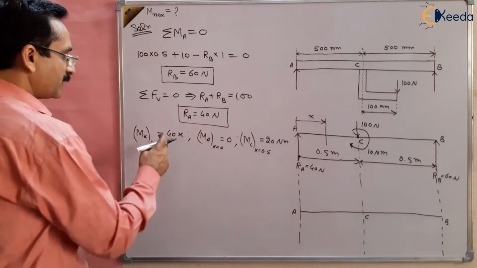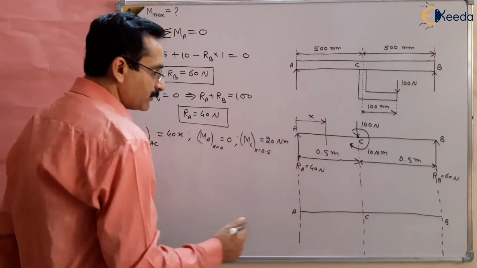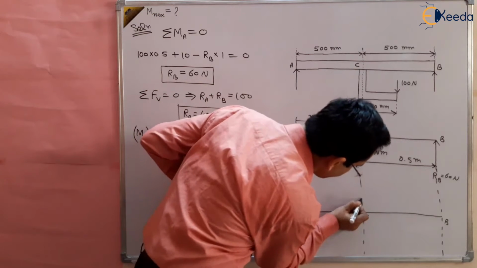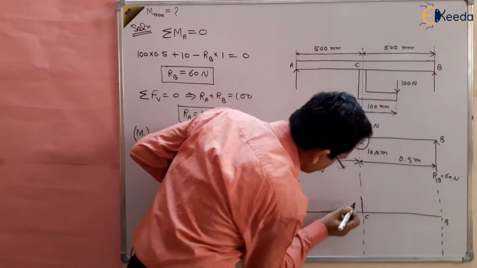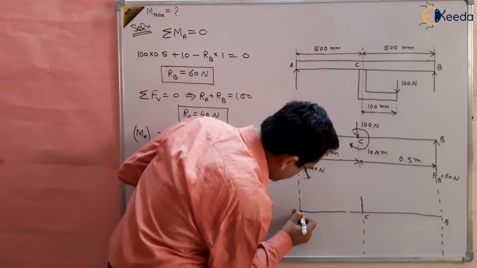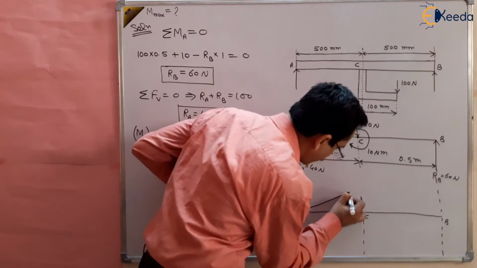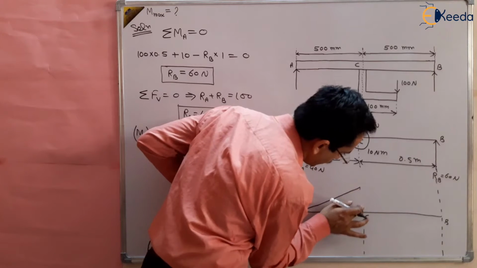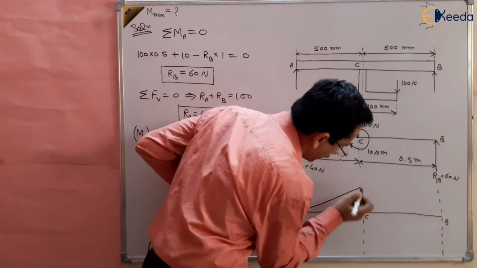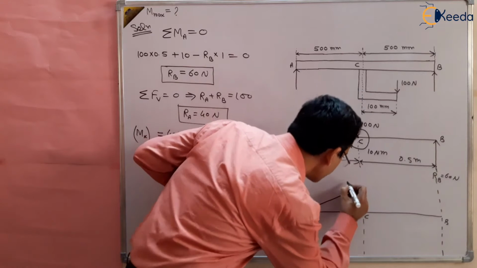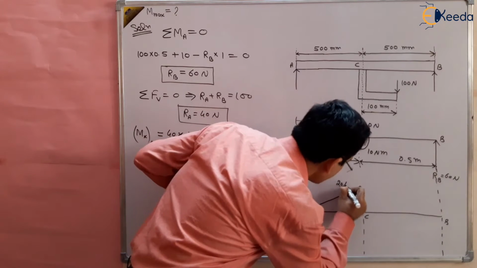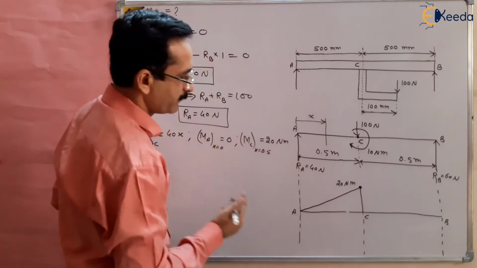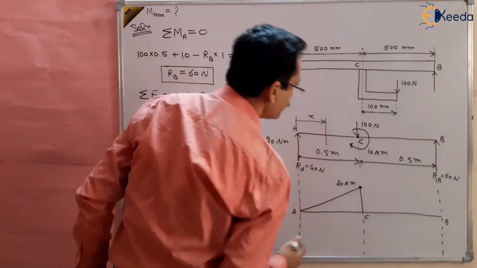So this is a linear variation from 0 to 20. From 0 to 20, this is a linear variation of bending moment, like this. This value is 20. So at this point, this is 20 Newton meter. So from A to C it is drawn.